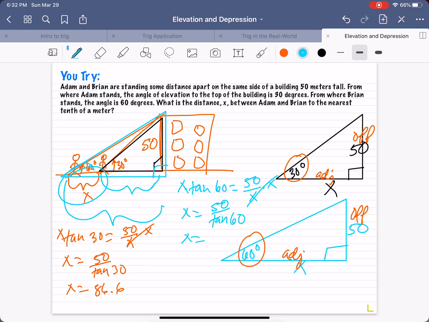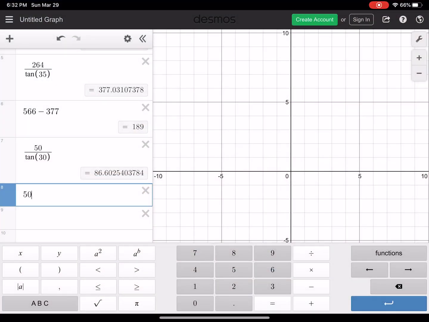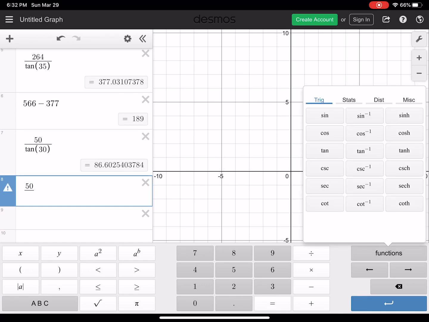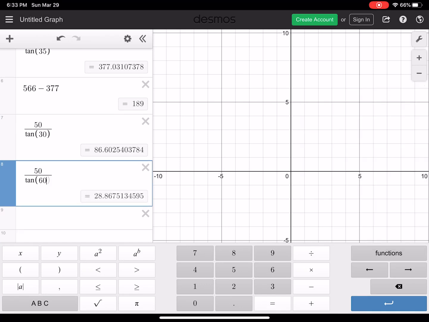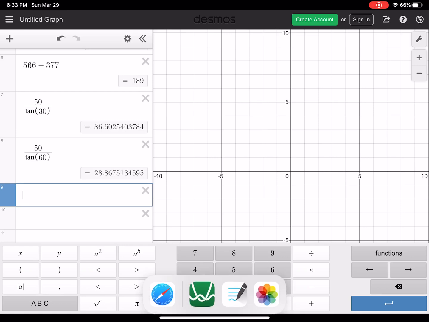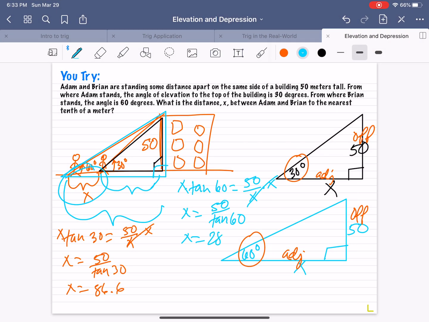So Desmos. And it is 28.9. So again, the big distance right here is 86.6. And the smaller distance is 28.9. So if you subtract them, you'll get your answer.